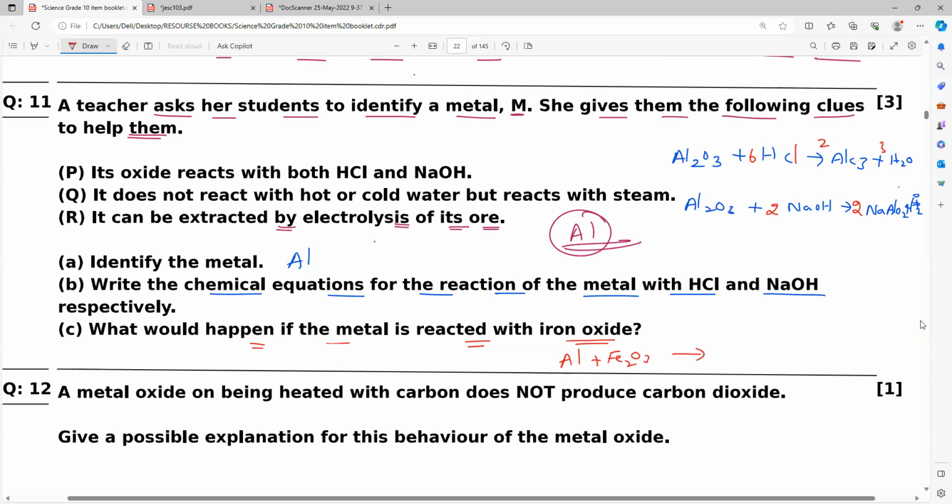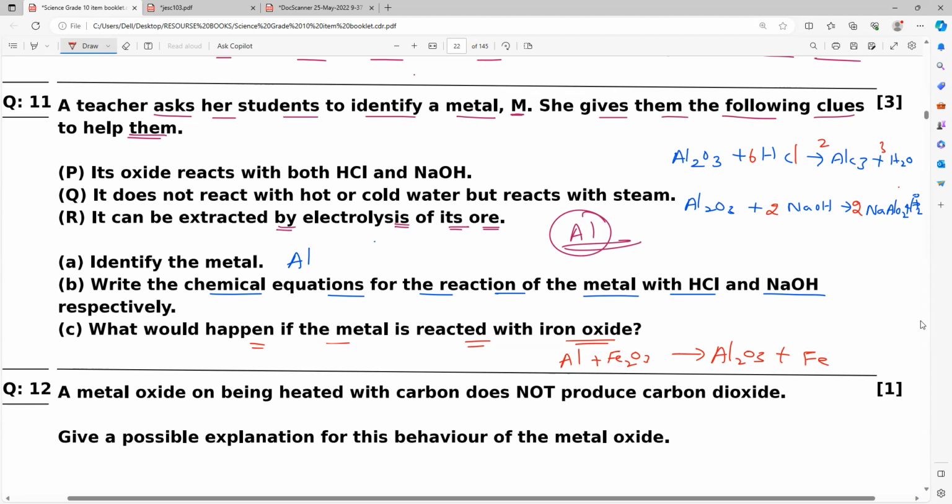Gives you what? Aluminum oxide, Al2O3, plus Fe. So what will happen? You have to write the answer. What will you write? It would displace iron to form aluminum oxide.